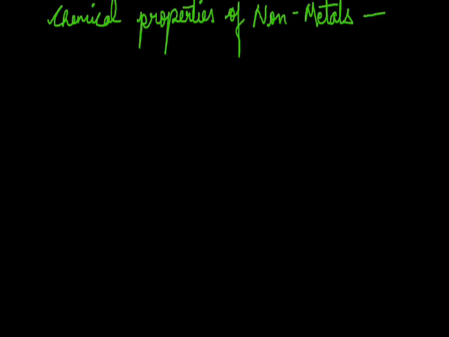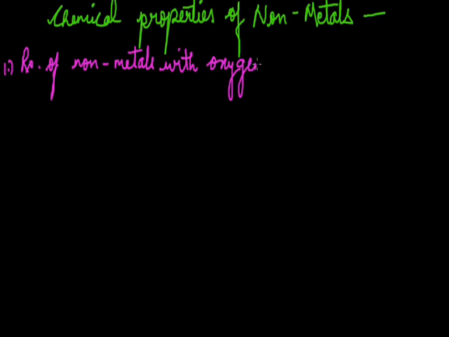Now we have studied the chemical properties of metals, and we know how metals react under different conditions, like in the presence of oxygen and in the presence of water. Now we'll see similar cases for non-metals. First we'll see the reaction of non-metals with oxygen. Non-metals react with oxygen to form acidic or neutral oxides.